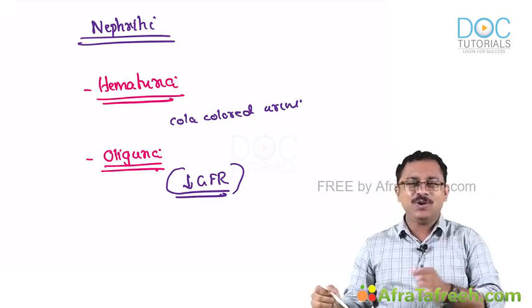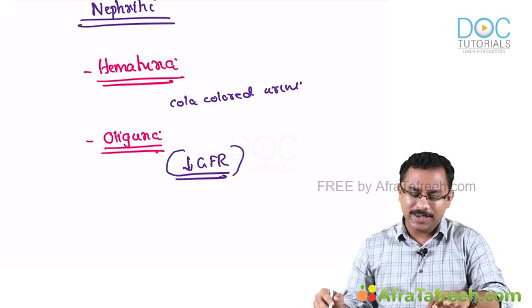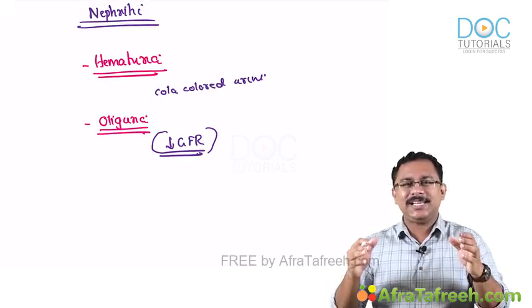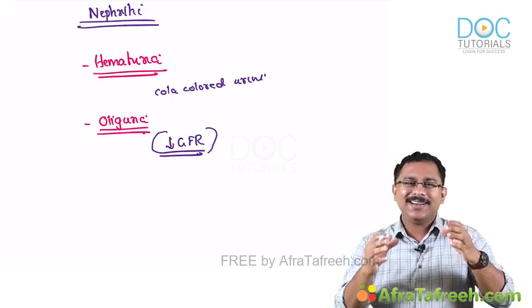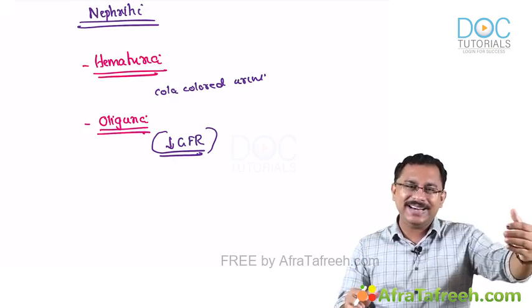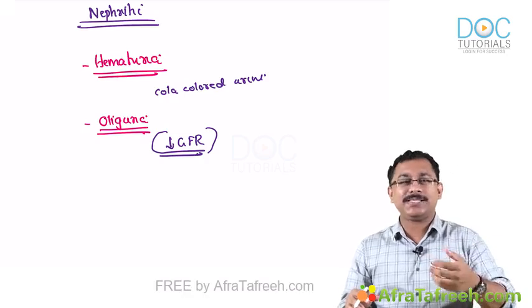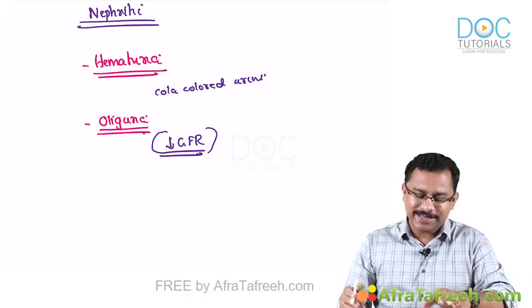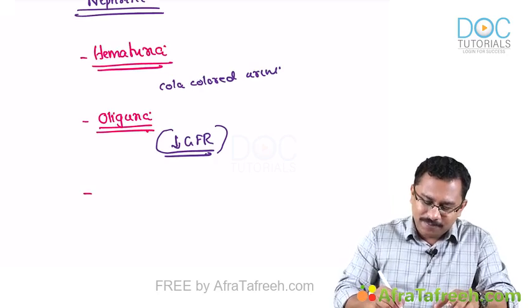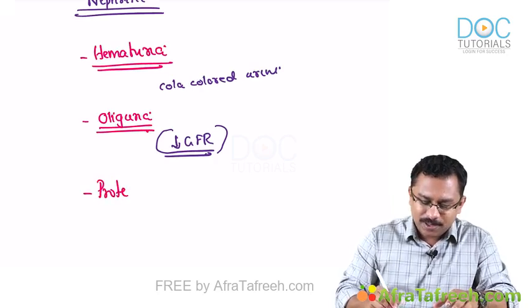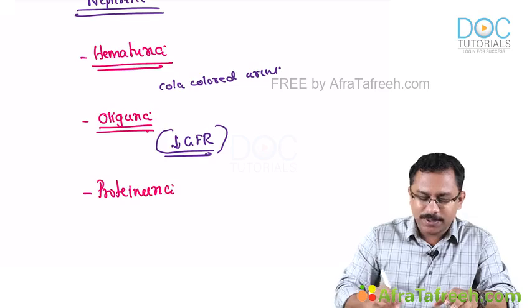So here you will have oliguria also. There is a decrease in the urine output, the degree of which can vary. In some individuals you might have oliguria, sometimes anuria. Then you can have proteinuria as well.